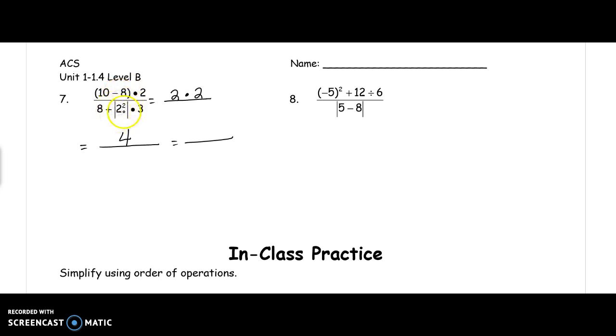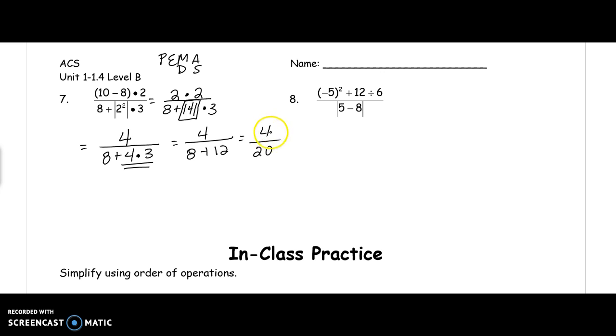On the bottom, we have absolute value bars. So we have 8 plus whatever the absolute value is. And the absolute value of 2 squared is 4. Now we can go ahead and take the absolute value of 4, which we would say 8 plus 4 times 3. Now we would do multiplication, because remember we're following PEMDAS. And 4 times 3 is 12. Since we don't have anything left to simplify in the top, we're just going to bring that 4 over. And then 8 plus 12 is 20.